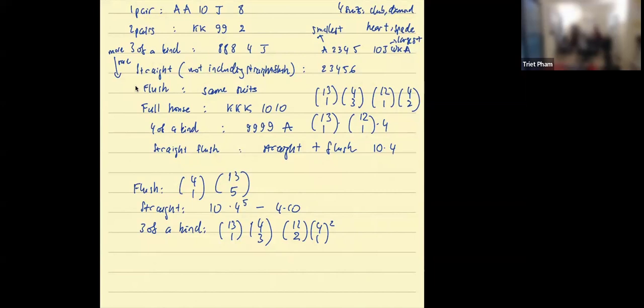Any questions? Okay, so let's do two pairs. How many ways can we have two pairs?